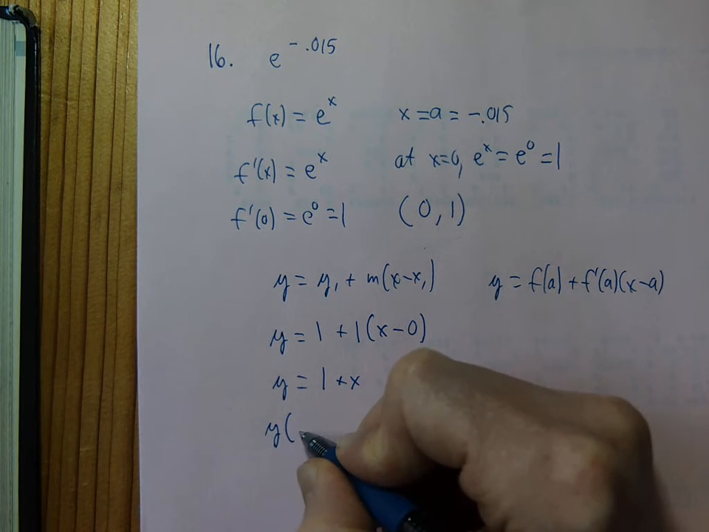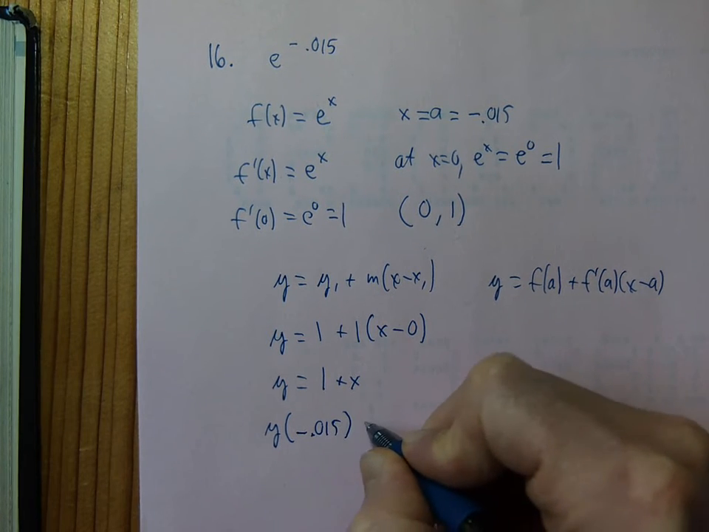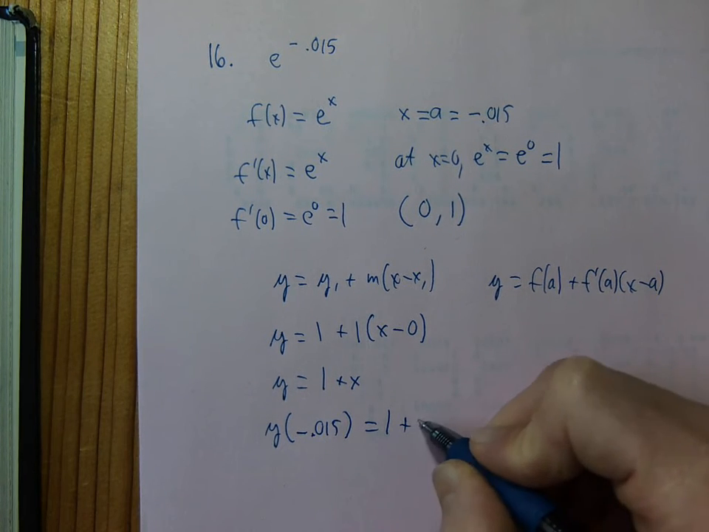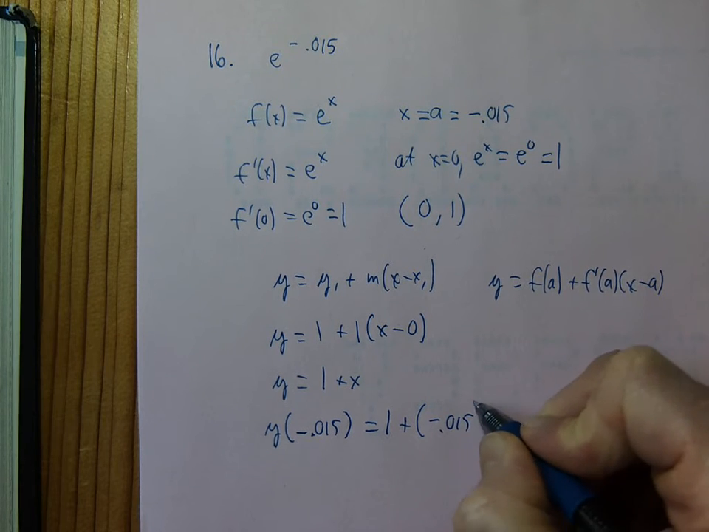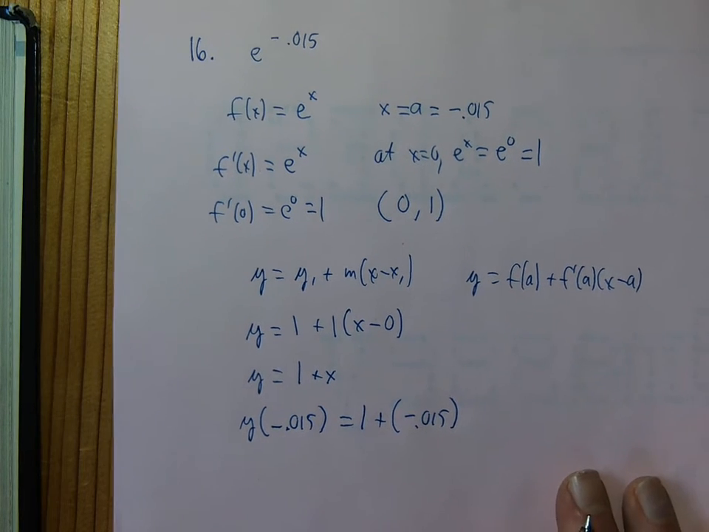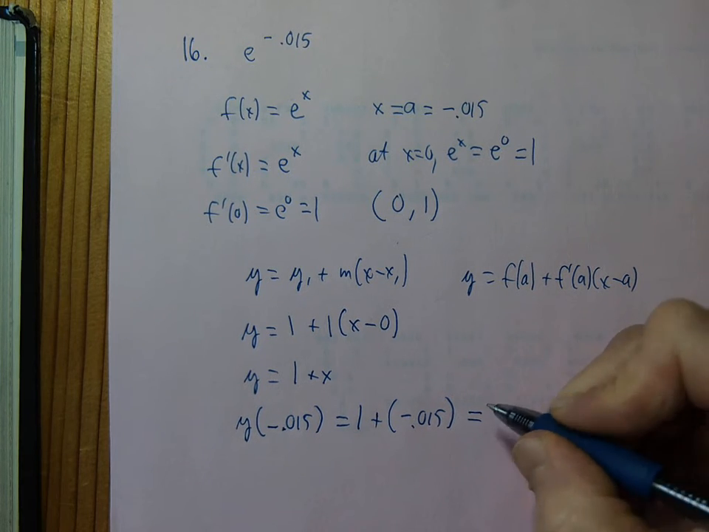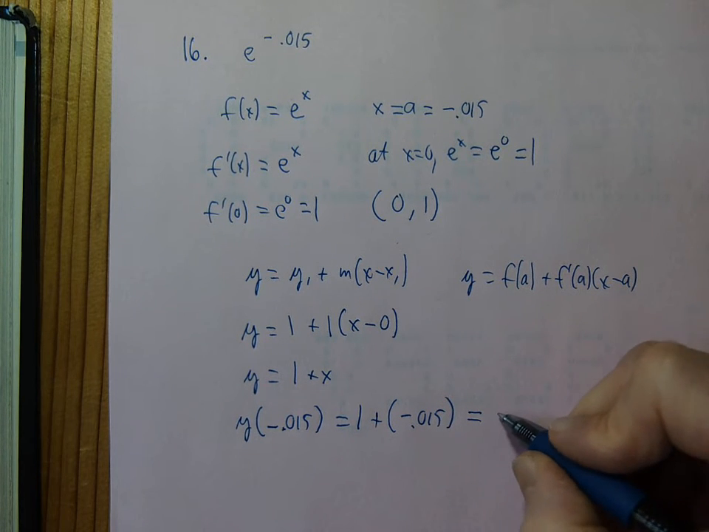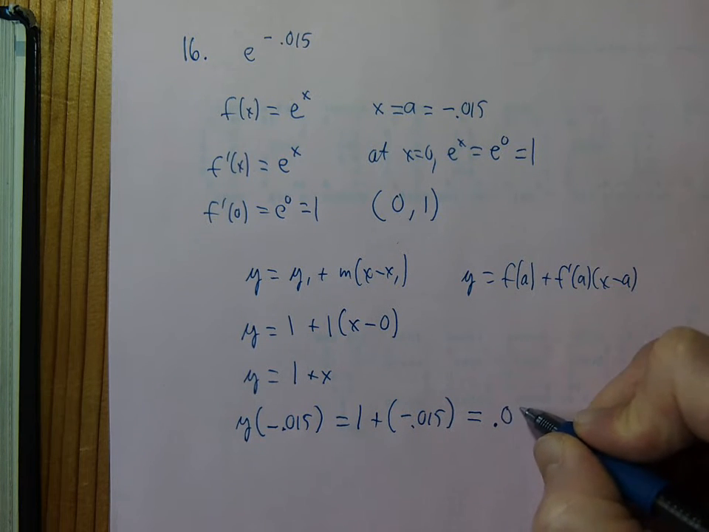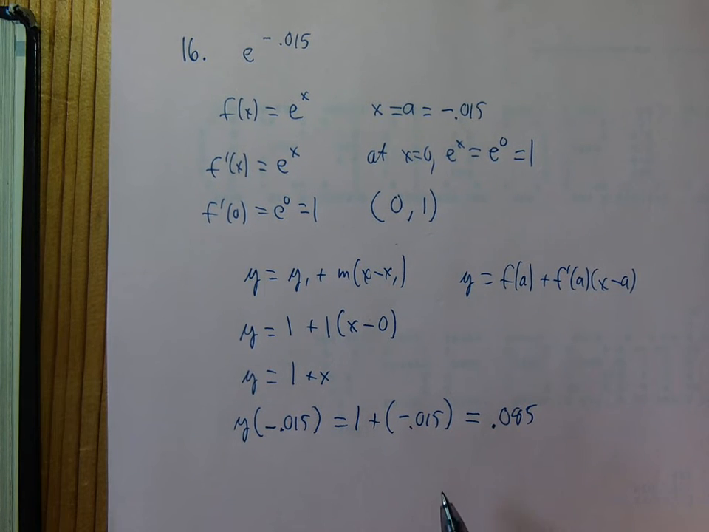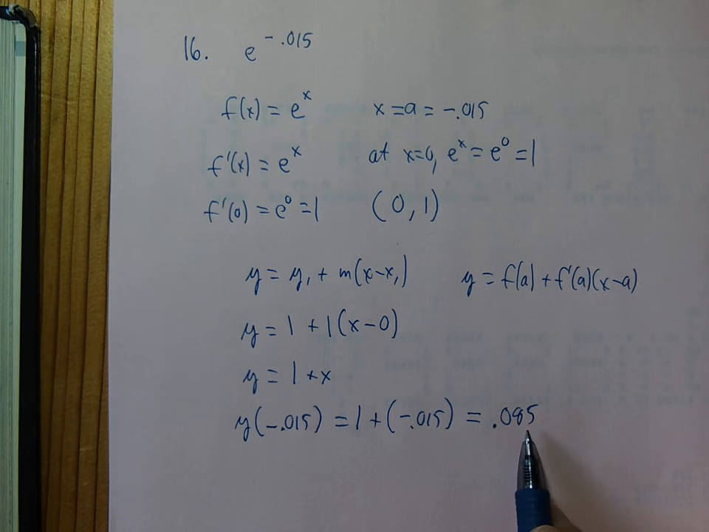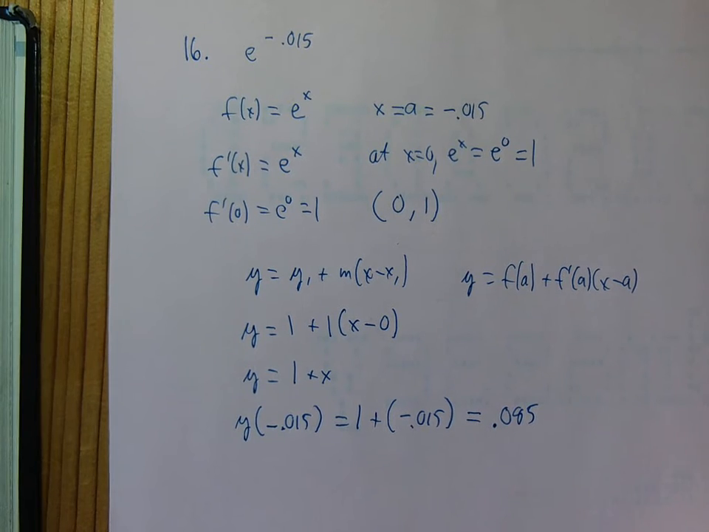So y at negative 0.015 is 1 plus our x, now negative 0.015. You can do that in your head or use a calculator. That's pretty easy. So 1 minus 0.015 would be 0.085, I believe. So our estimate of e to the negative 0.015 is 0.085. And if we get a calculator and try that out, you'll find that it's pretty close.